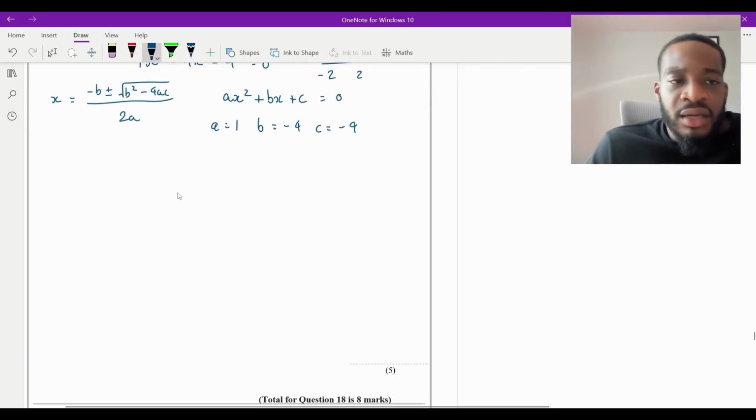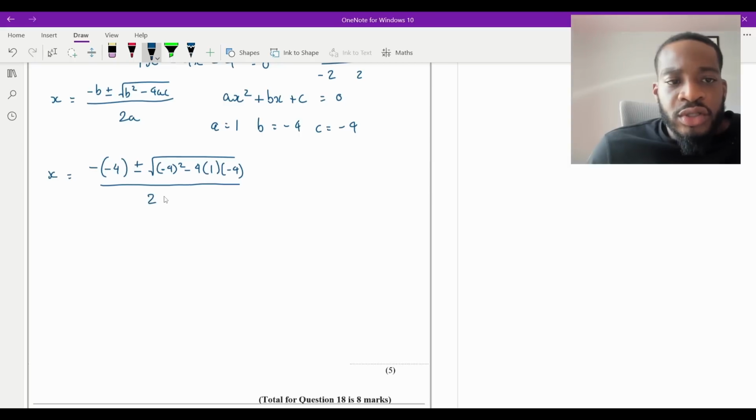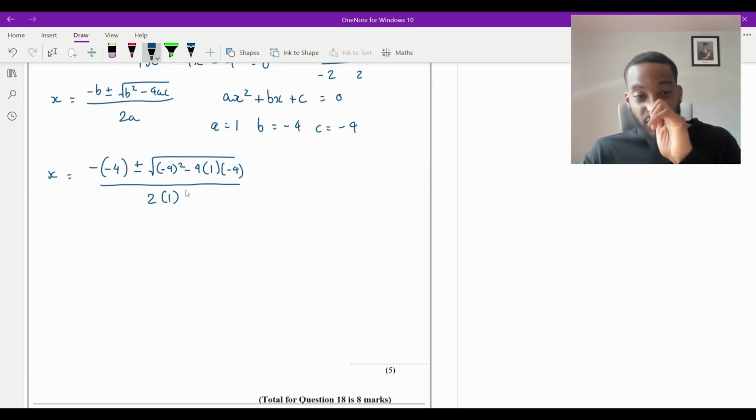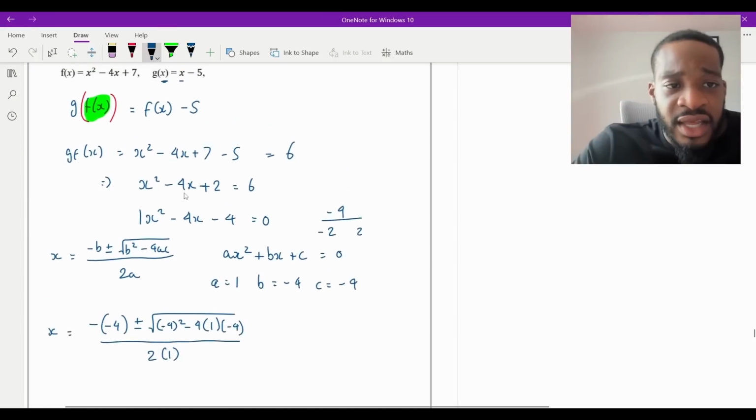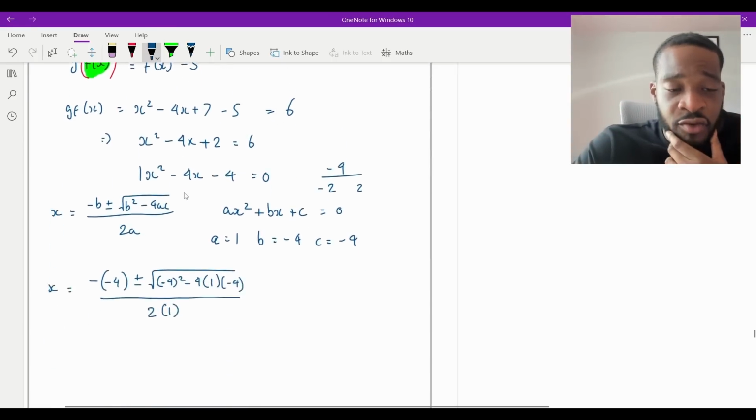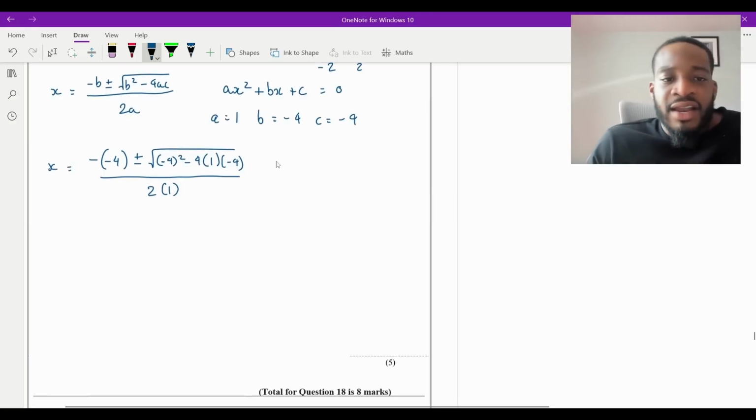We can just plug it into the quadratic formula here. So it's going to be x is equal to minus b. B is minus 4, so there's two minuses there. Plus or minus the square root of b squared, which is going to be minus 4 all squared, take away 4 lots of A, which is a 1, times C, which is minus 4. And then this is all over 2 lots of A, which is 1. So we just need to evaluate that, bearing in mind we need it in that form of a plus or minus b root 2.